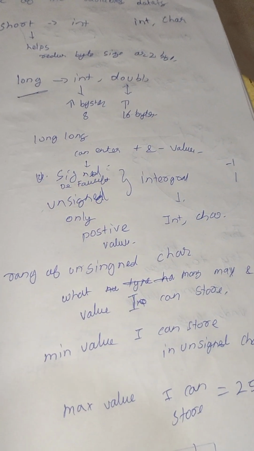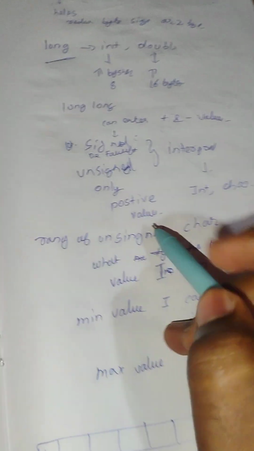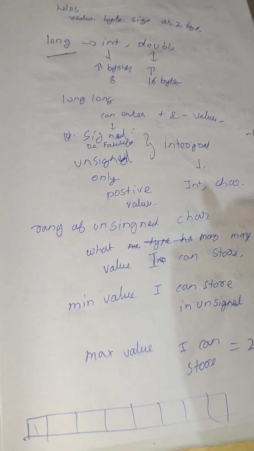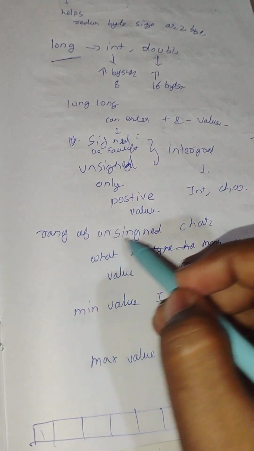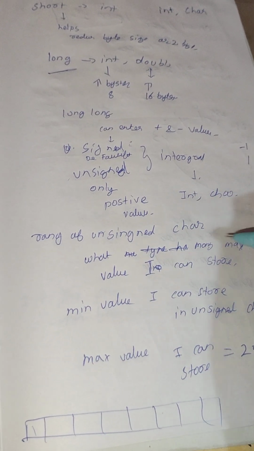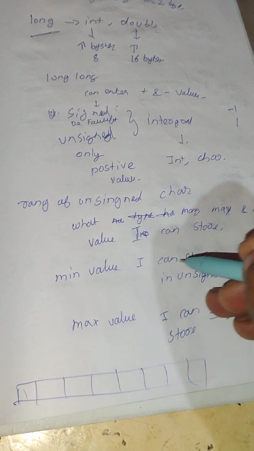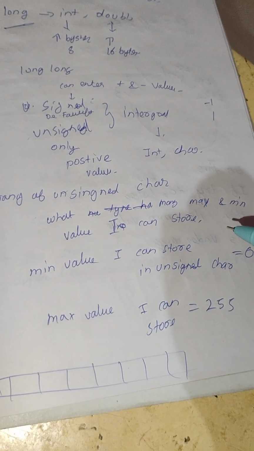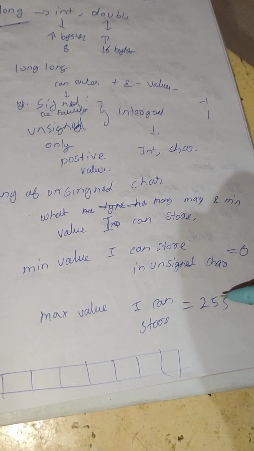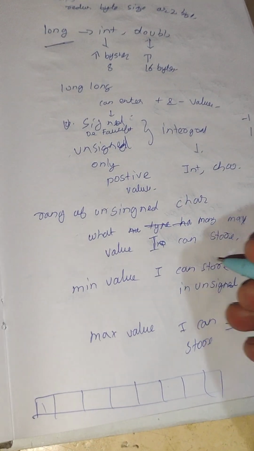How can negative values be stored in an unsigned value? Let's see. For this, there is a set of range. In this range only, the values can be stored. In this set of bits only, the storage can be done. Range of unsigned char: the minimum value I can store in unsigned char is 0, and the maximum value I can store is 255.